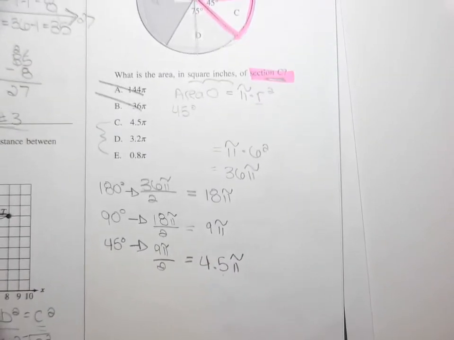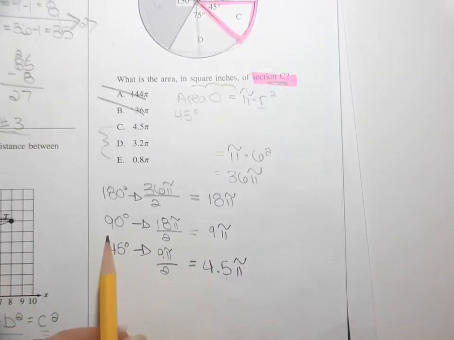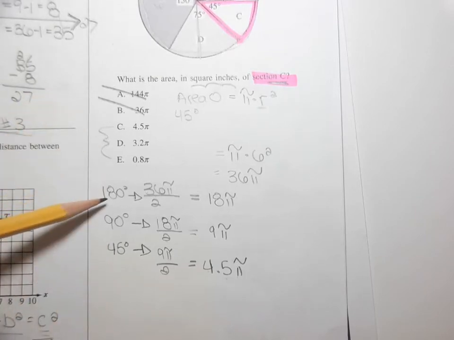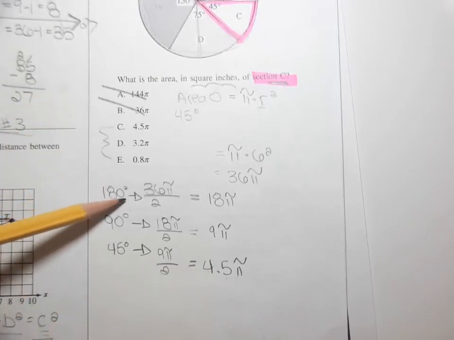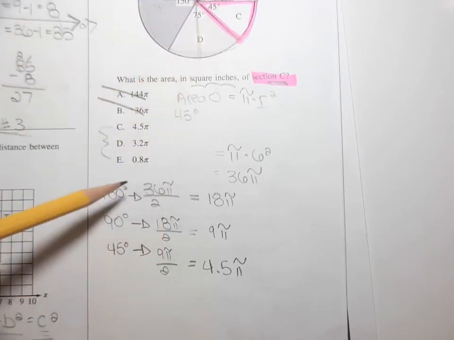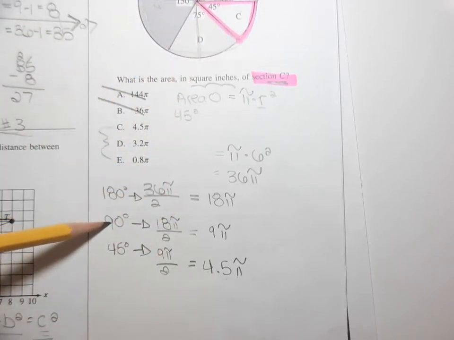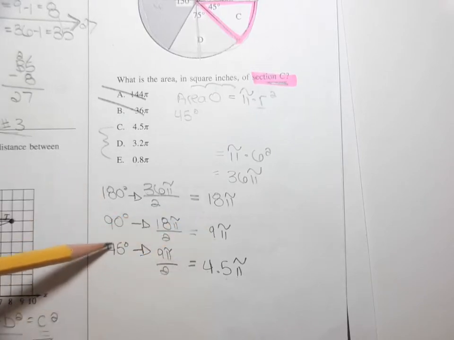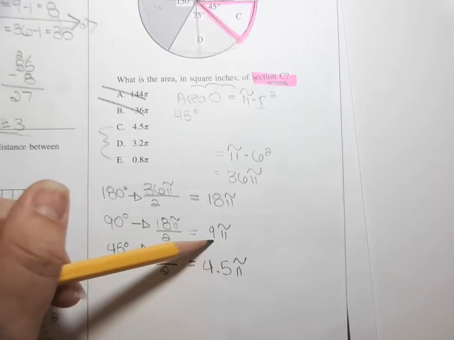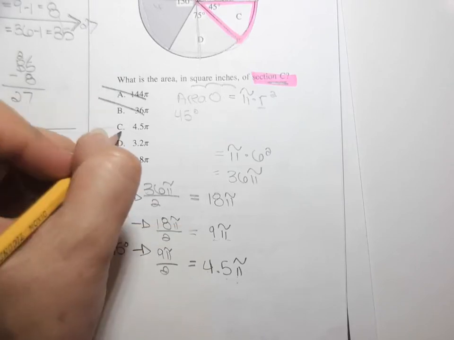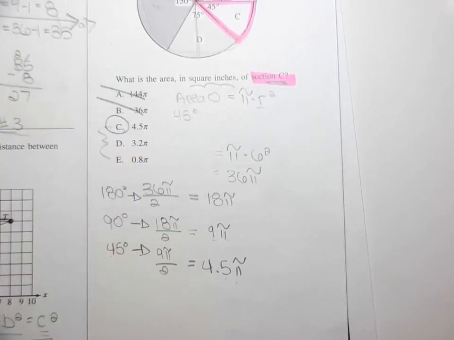So 4.5 pi would be 45 degrees. Notice how I just kept dividing it by 2. So half of the circle is going to be half of 360, 18 pi. Half of 180 is 90. Half of 18 is 9 pi. Half of 90 is 45. Half of 9 pi is 4.5. So my correct answer is going to be C, 4.5.